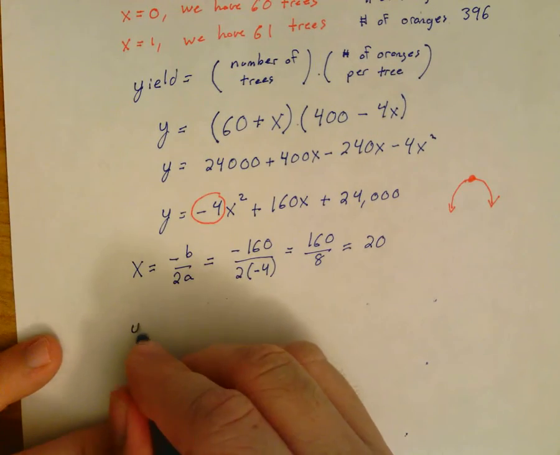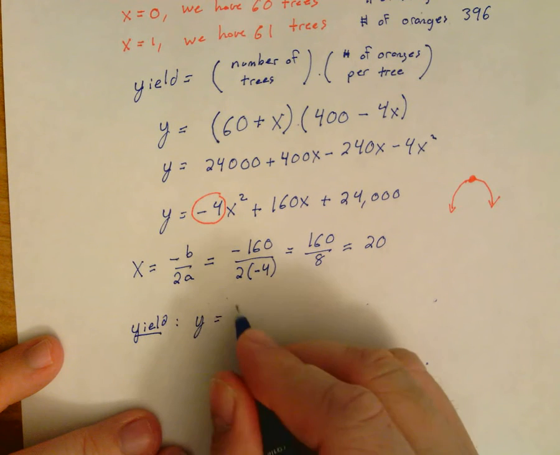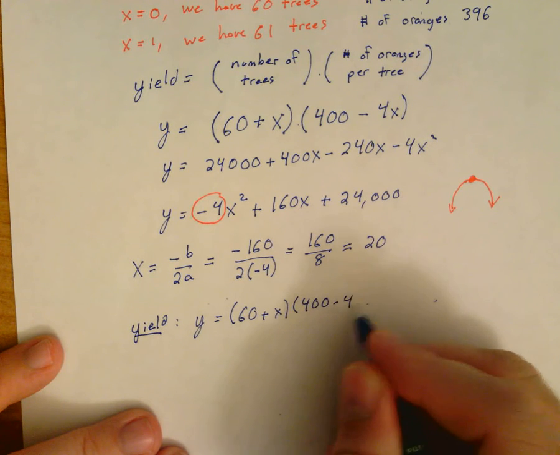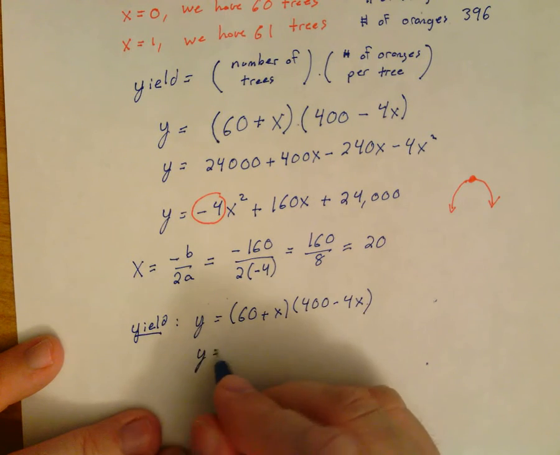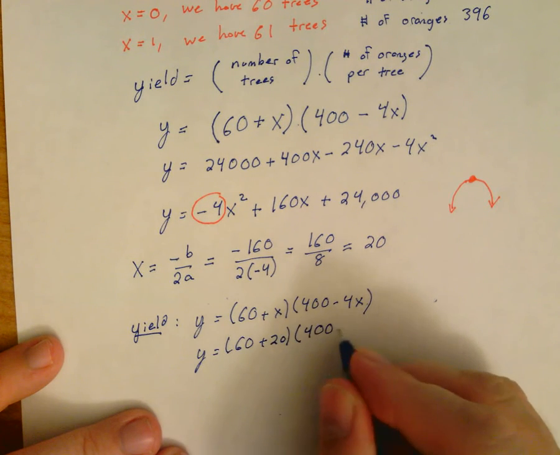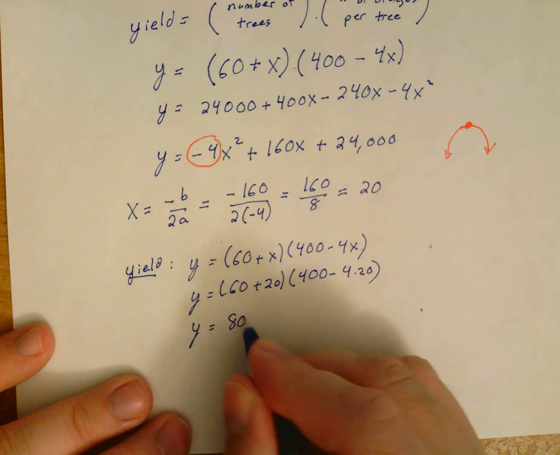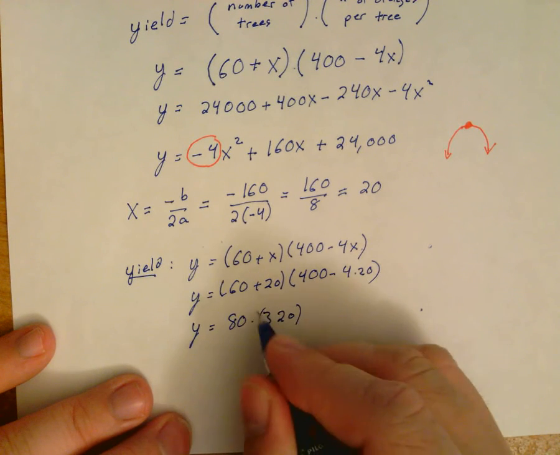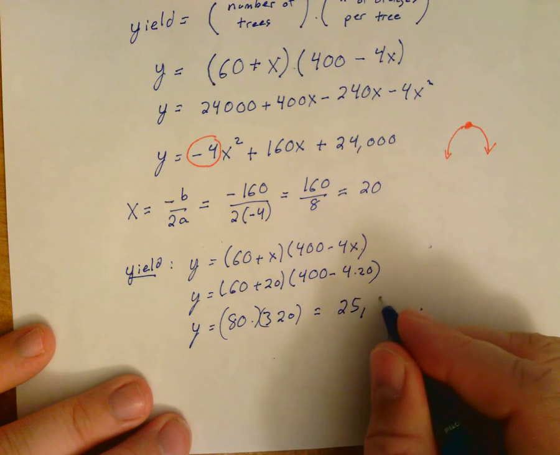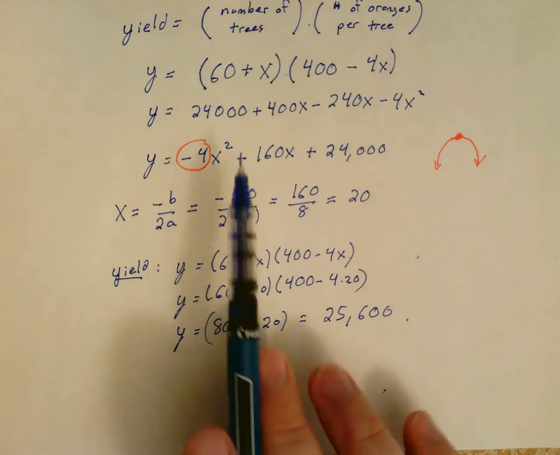Now my actual yield for this, I'm going to plug this back into y is equal to 60 plus x times 400 minus 4x. So I'm going to get y is equal to 60 plus 20 times 400 minus 4 times 20, which just turns into 80 times 320, which is going to be a yield of 25,600 total oranges.